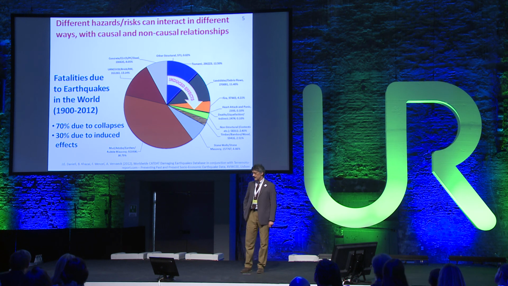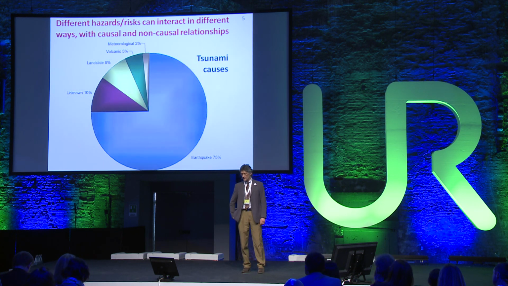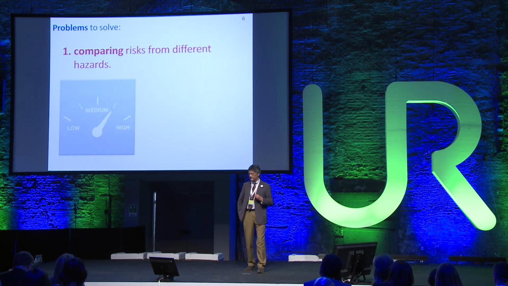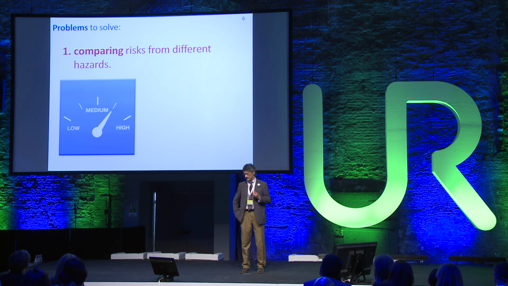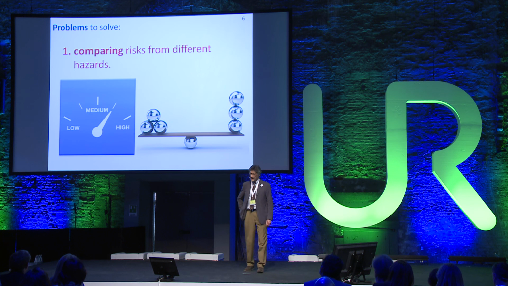We know that different hazards can interact in different ways with causal and non-causal relationships. We have a domino effect, and we have a hazard that comes from different primary hazards. We have to compare risks from different hazards in order to make sound prevention actions.